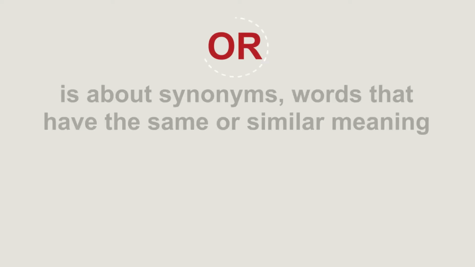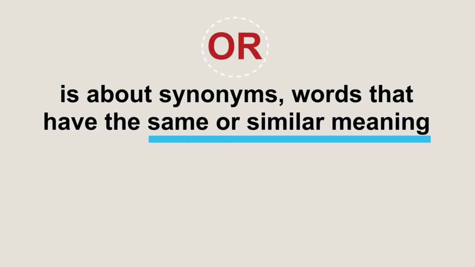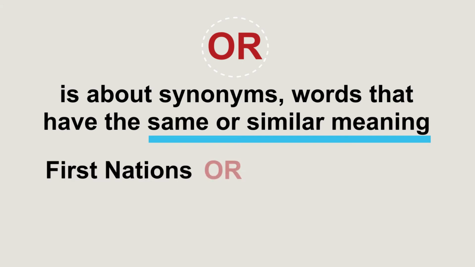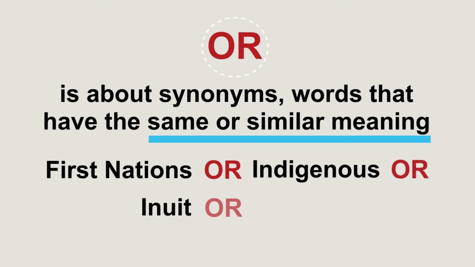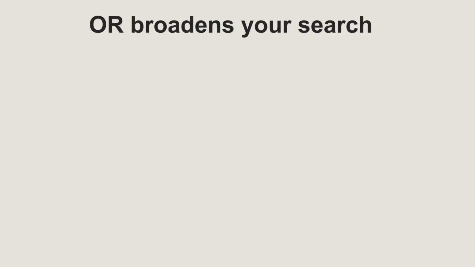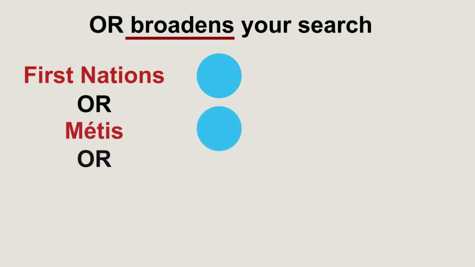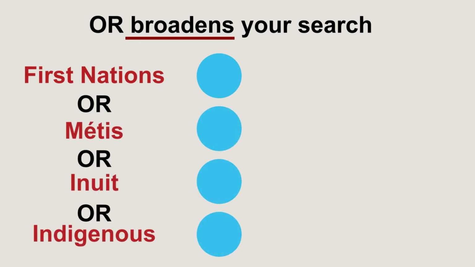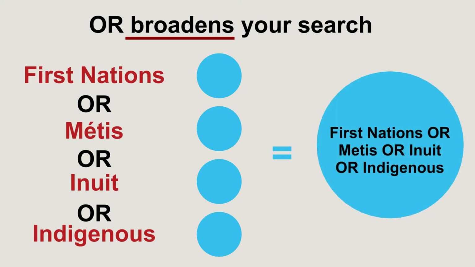By connecting the words with OR, we'll find articles that use the words First Nation or Indigenous or both. You can add as many additional synonyms as you like to broaden your search. For example, we could add Inuit or Métis to describe other Indigenous groups in Canada. Using OR broadens your search. You can use OR to add as many synonyms as you want. The more synonyms we add using OR, the bigger our search area becomes.